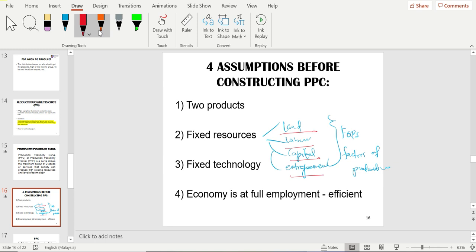For example, kita land ni all natural resources, right? Kita beli arang batu daripada luar negara, kita import masuk ke Malaysia, so dia bertambah di Malaysia. So land pun subject to change. Same goes with labor, same goes with capital.